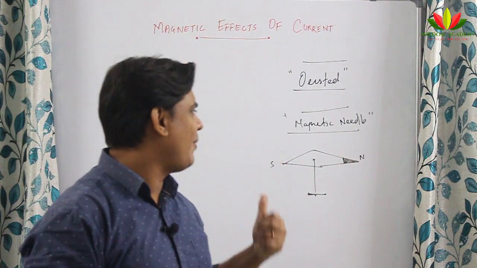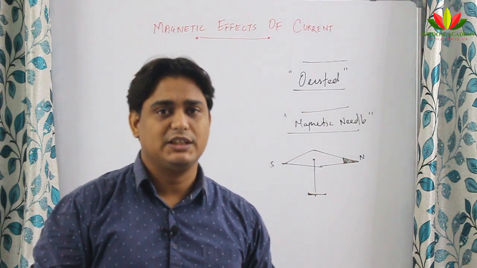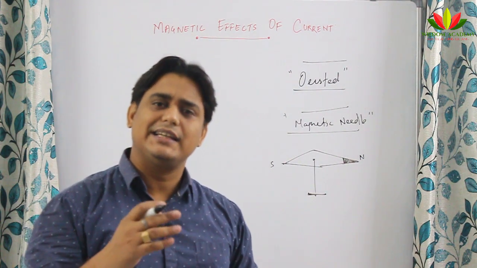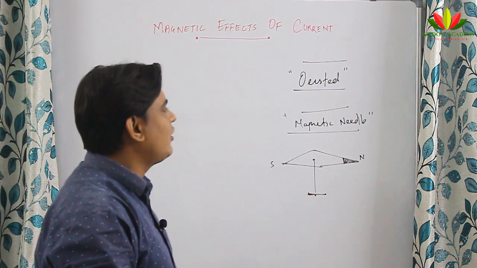This magnetic needle or magnetic compass was used by people for navigation in those days. When they were navigating in the seas, they used to have this magnetic needle or magnetic compass, whatever you want to say. So what did Ørsted find?